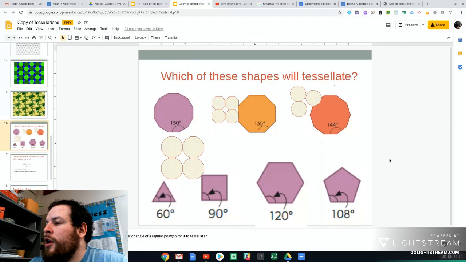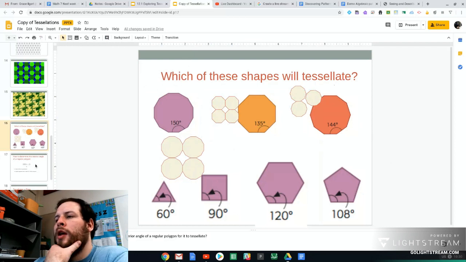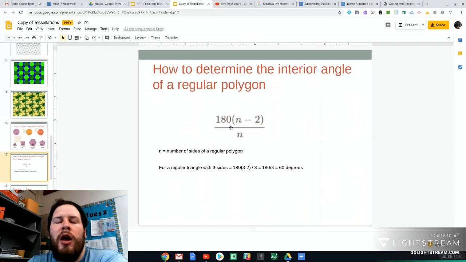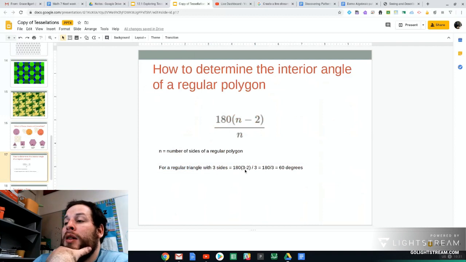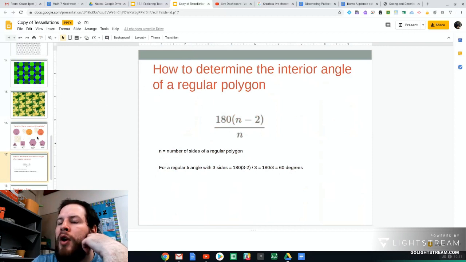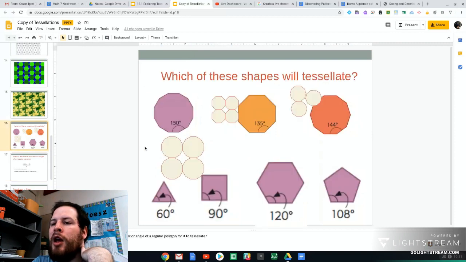Now, you might ask, how do I get these numbers inside? There's this formula right here that will be handy for you to know: 180 degrees times the number of sides, not the side length, the number of sides of the regular polygon, minus 2, divided by the number of sides. So if you take a regular triangle with 3 sides, you go 180 times 3 minus 2, which is 1, so 180 divided by 3, which equals 60 degrees. And sure enough, a regular triangle has a 60-degree angle.